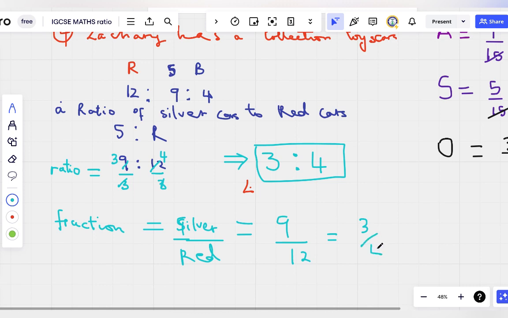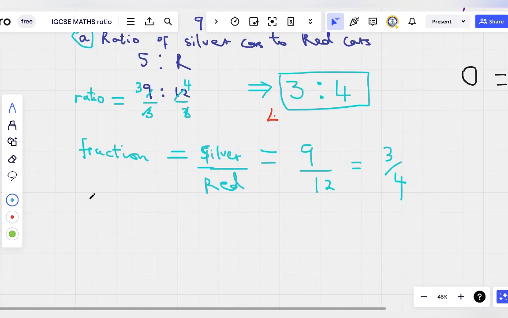Okay, we can write it in ratio, but we have to write in ratio first because the question is asking you a ratio of silver cars to red cars. So you must write the answer in form of ratio. That's the A part of the question. Let's take a look at the B part of the question.